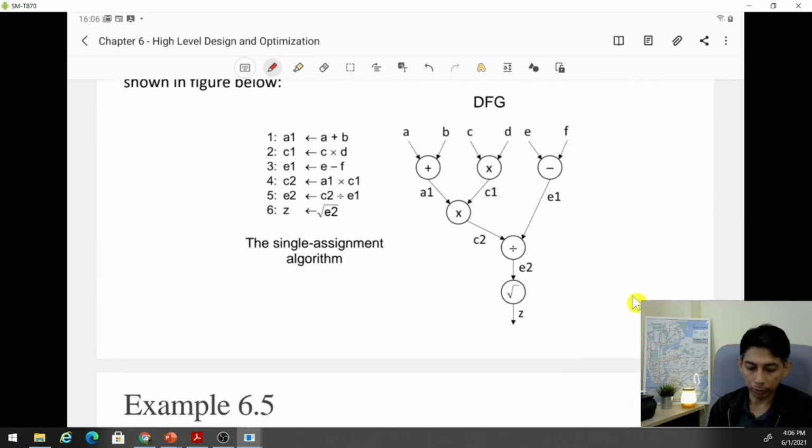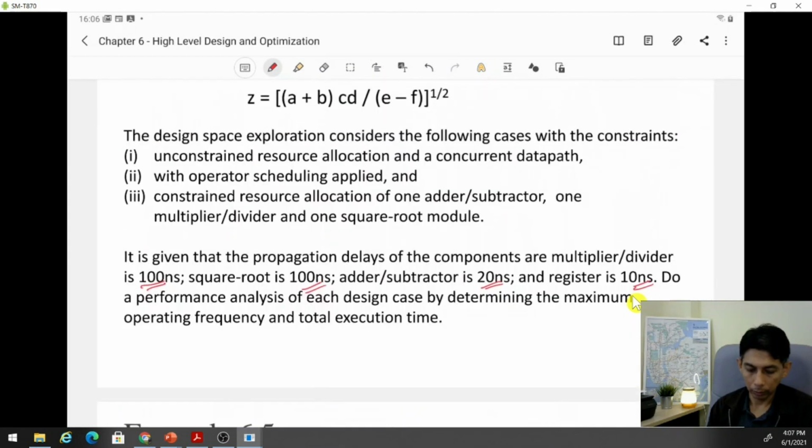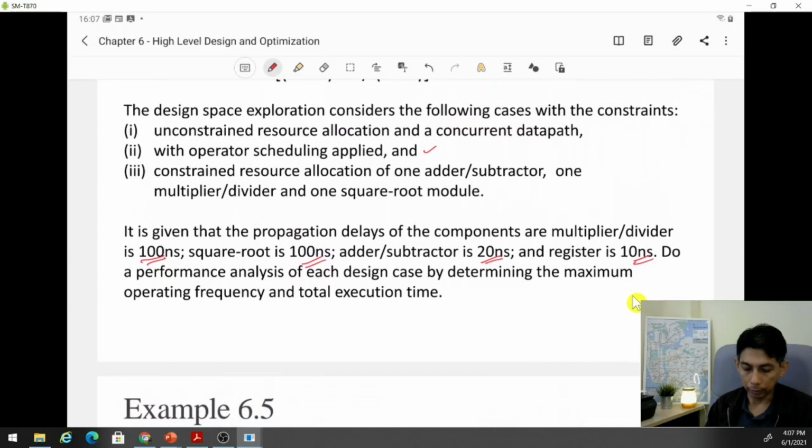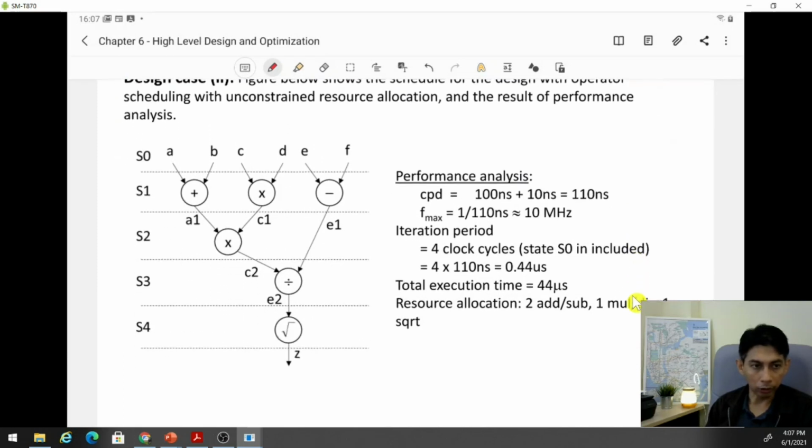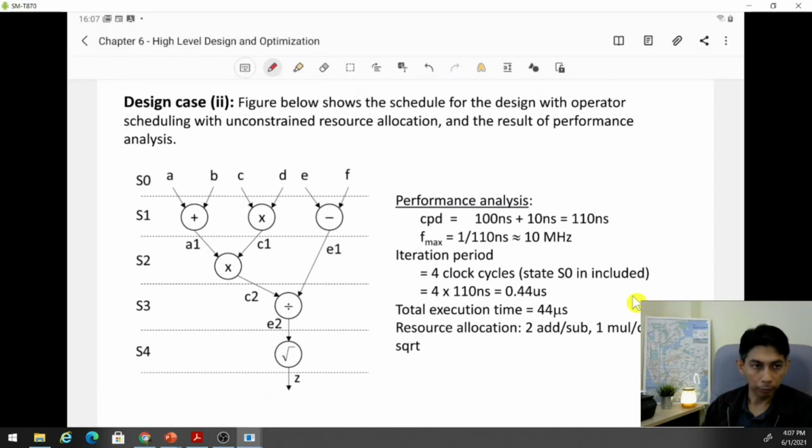And look at case number 2 here, with operator scheduling applied. So we do the schedule, but without hardware allocation constraint. This is no constraint. So instead of performing this in one cycle, we schedule this to be like this, right? Do this first and then have this, do this first and have this, and so on. So we try to schedule this to have how many cycles now, four cycles for the processing part, all right? Not including S0, yeah? S0 is a loading part, so we do not count it as processing part, yeah?